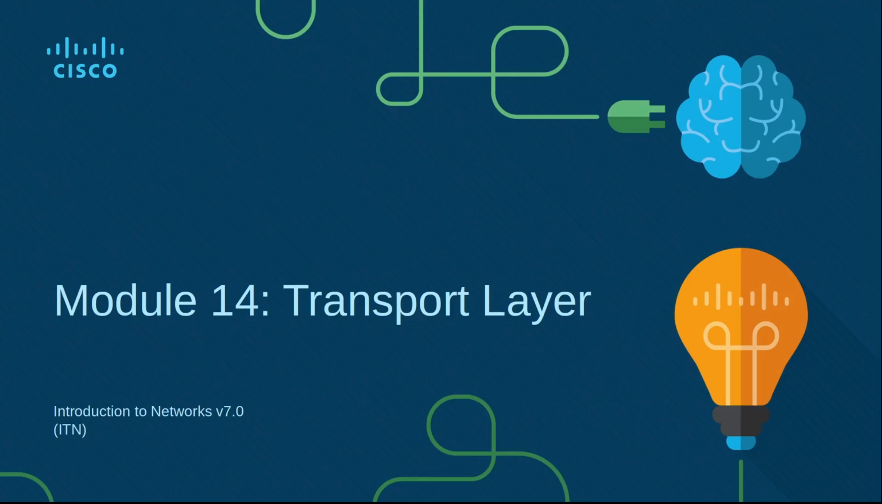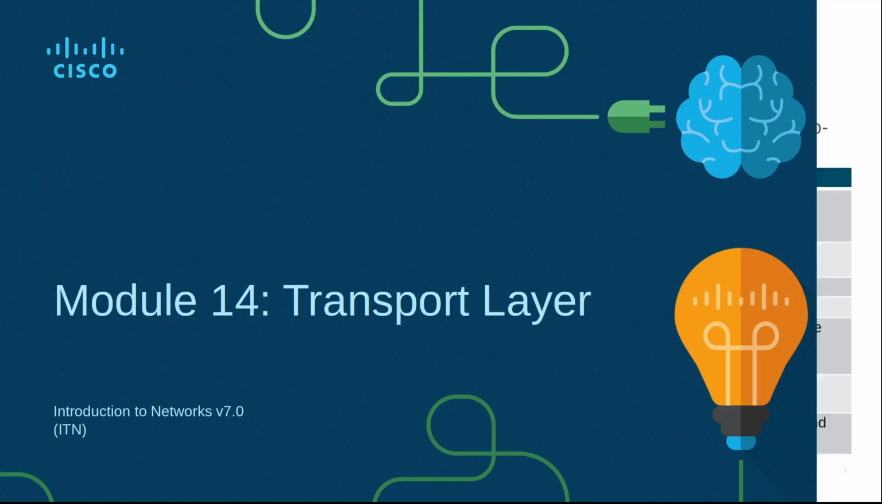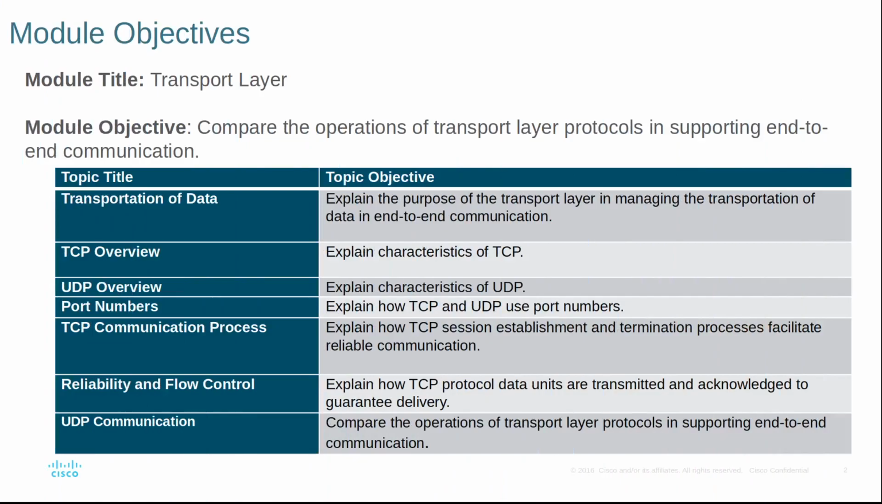All right. So chapter 13 out of the way, on to chapter 14, transport layer. So we're going to look at all of these things today. We're going to look at TCP, we're going to look at UDP, we're going to look at ports and how communication works and flow control and all kinds of useful stuff.